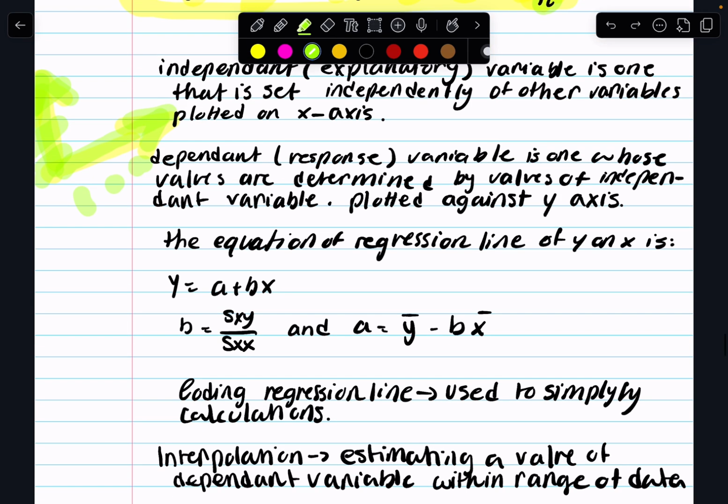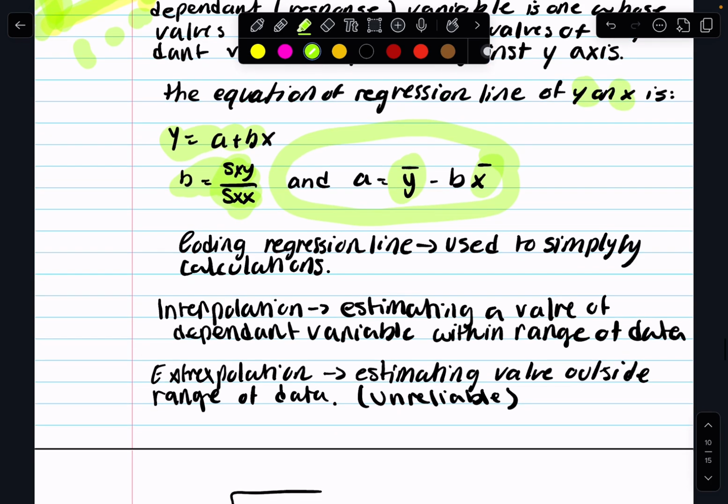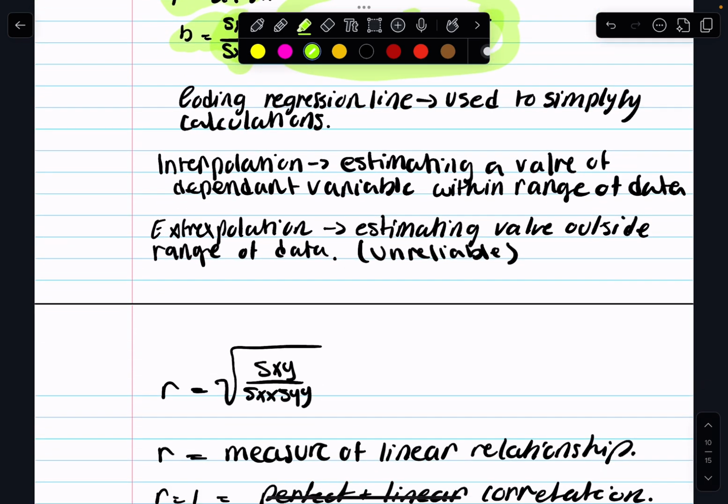So the equation of a regression line of y on x, why is that? Because we are practically talking about the gradient here. This is also given in your formula booklet, and a better version of it is given. If we imagine that y equals a plus bx, then b is S of xy over S of xx. This is definitely given. And a is your mean of y minus b times the mean of x. This is also given. Coding is used to simplify calculations.